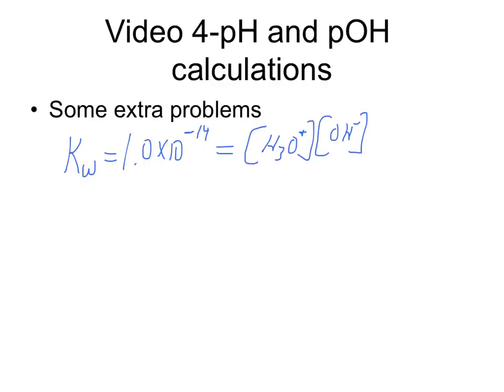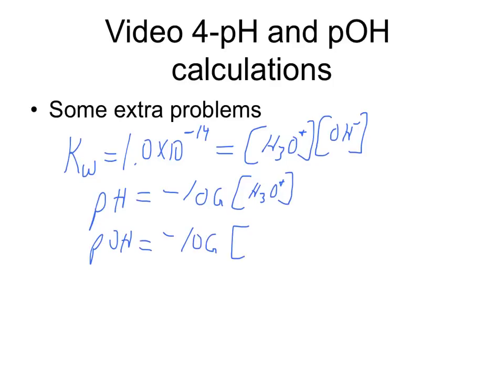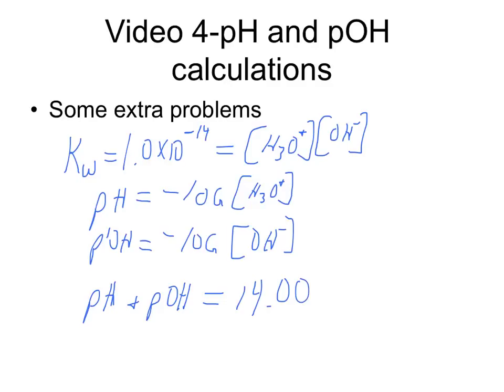The other three equations that we're going to use are that the pH equals the negative log of the acid concentration, the pOH equals the negative log of the base concentration, and that the pH plus the pOH is going to equal 14.00.